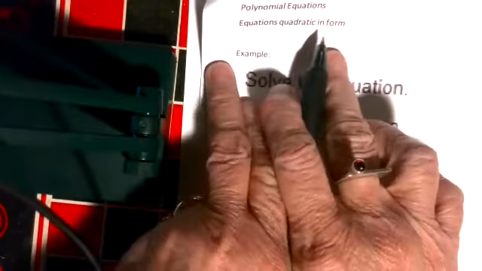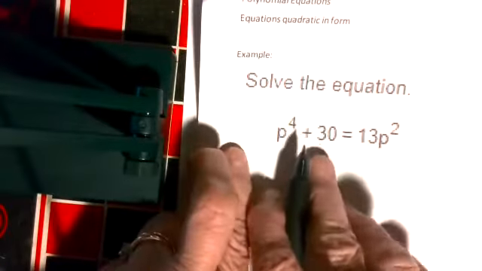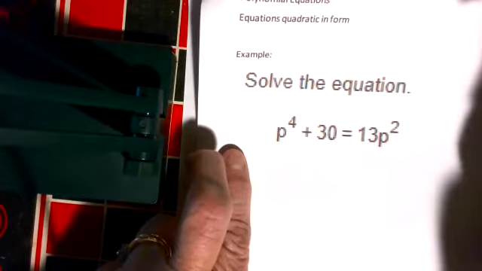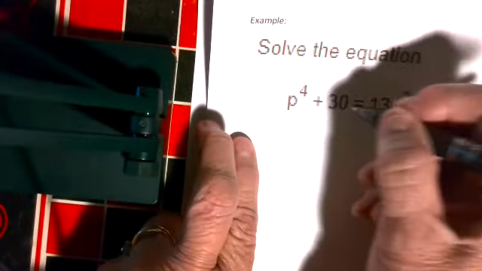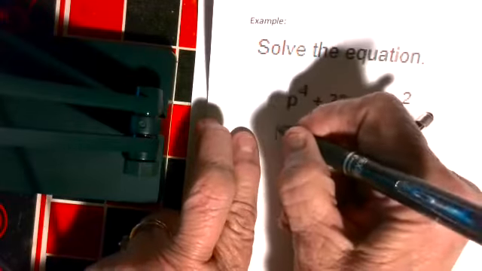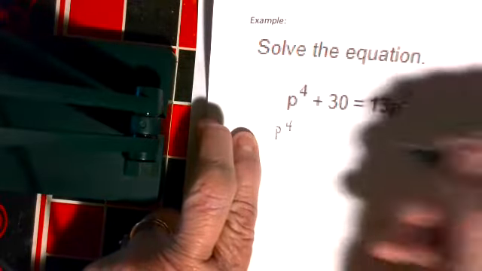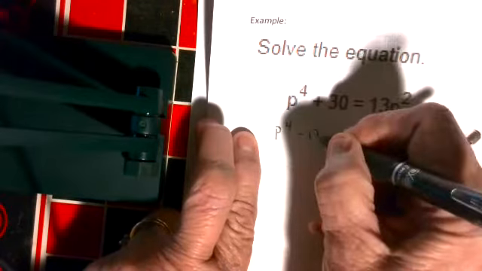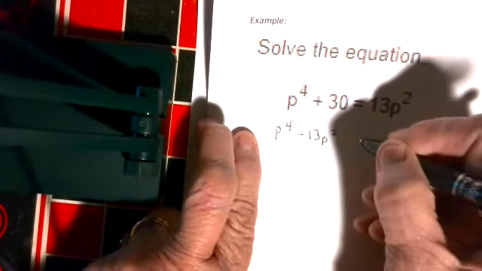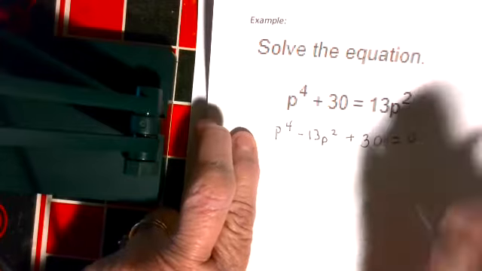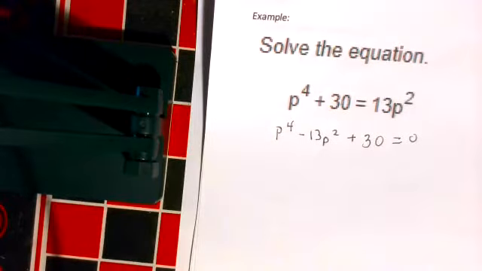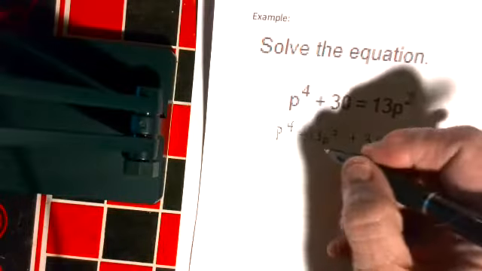So we also have equations that are quadratic in form. So for instance, this is an equation that's quadratic in form. And you see that if we get it in standard form, it is quadratic in form. It's not a quadratic, but it is quadratic in form.